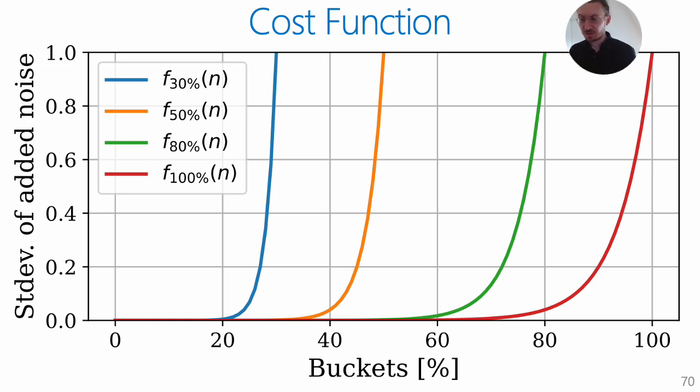In this active defense, the cost is expressed as the amount of added noise to the output representations. The more the representation space is covered, the more noise we add to the output representations to lower their quality and make it much harder for the attacker to steal the encoder. So just to give you more details, the x-axis represents the percentage of buckets occupied, as we showed in the previous slide, and the y-axis represents the standard deviation of the added noise. This is the sigma value for the noise added to the output representations.